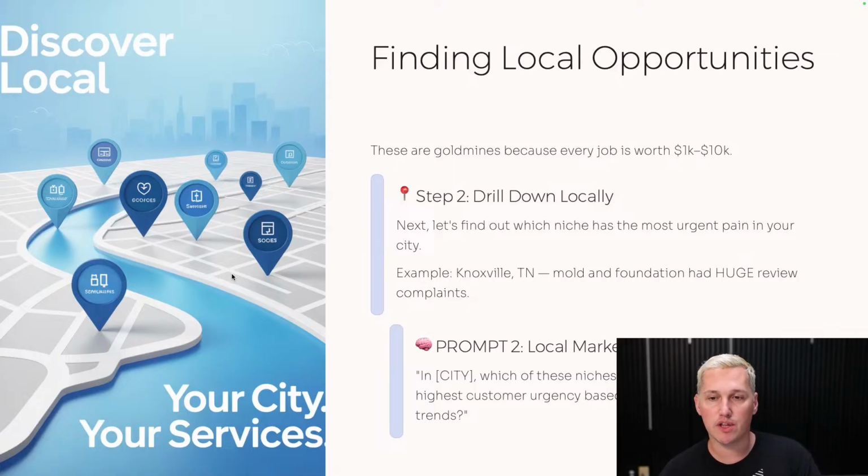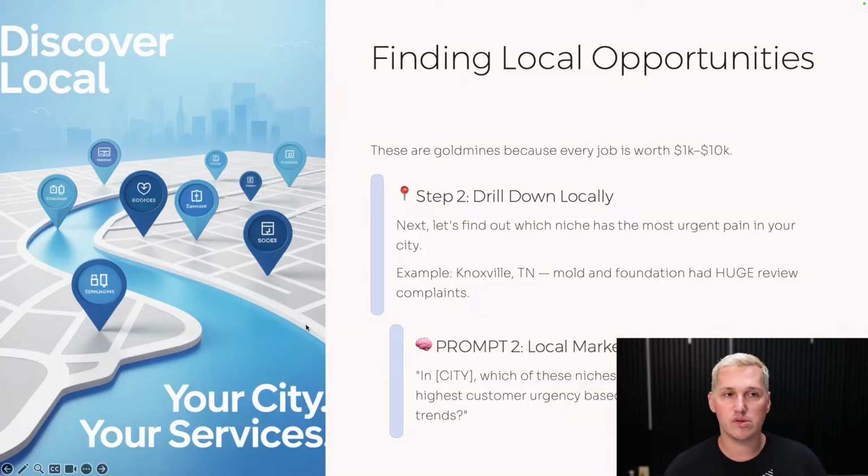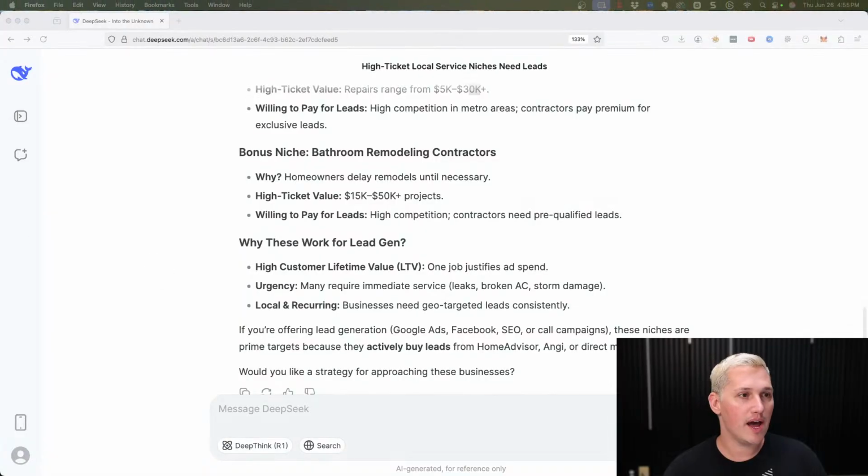This is prompt 2. It's the local market pain finder prompt. So in city, which of these niches have the least amount of competition and highest customer urgency based on online reviews and search trends? Okay, let's go ahead and just run this together so that you guys can see it live and in action.